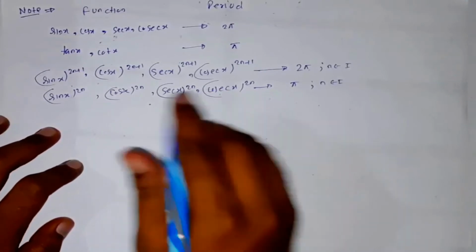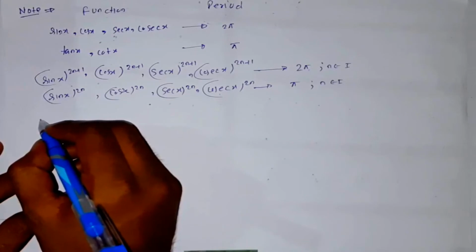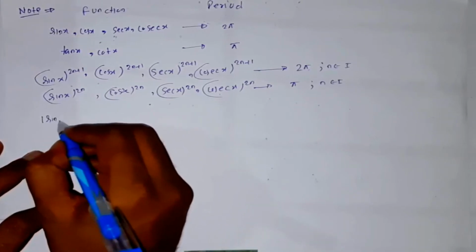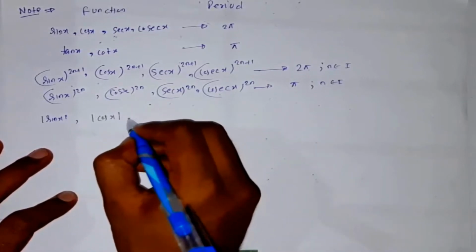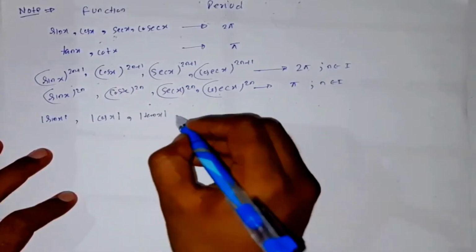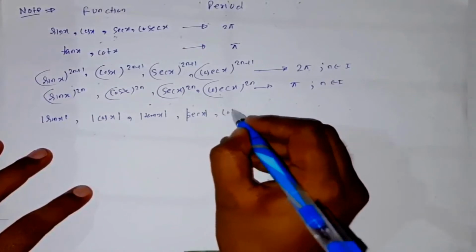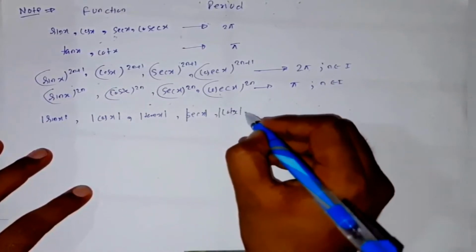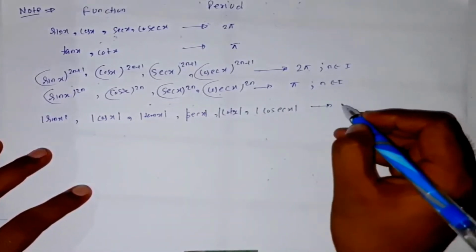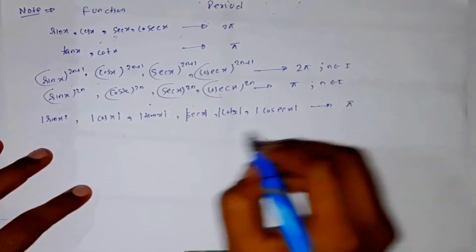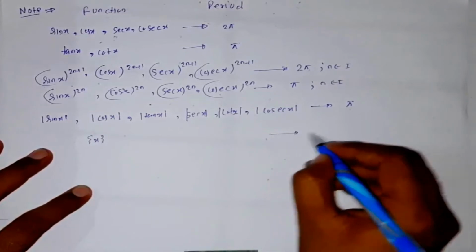Now if we are taking modulus on each and every trigonometric function, like mod of sin x, mod of cos x, mod of tan x, mod of sec x, mod of cot x, mod of cosec x, the period of these types of functions will be pi. Here I am saying fractional function. The period of this function will be 1.